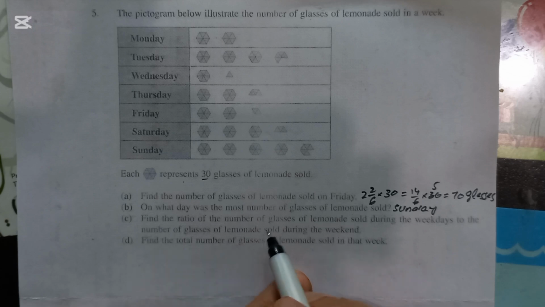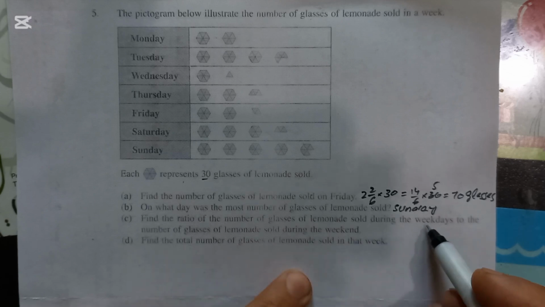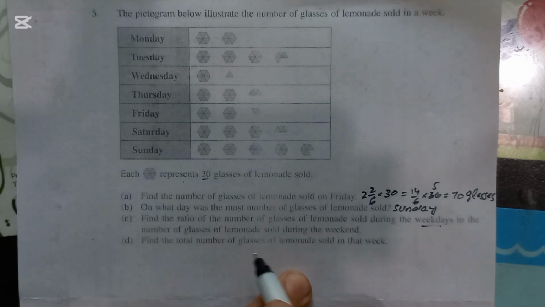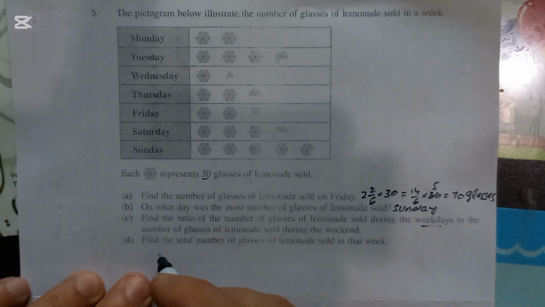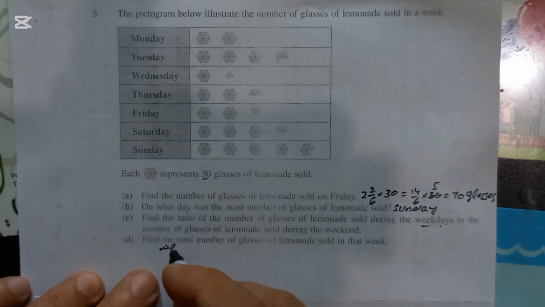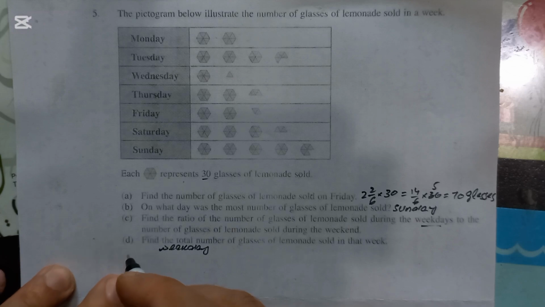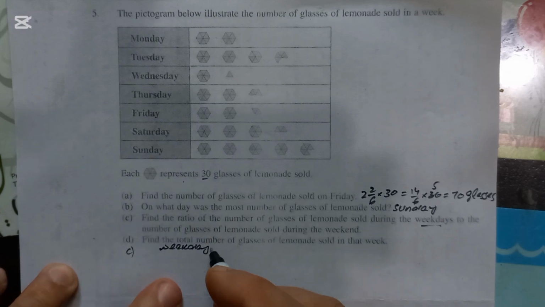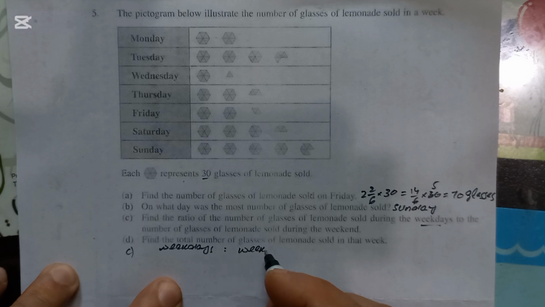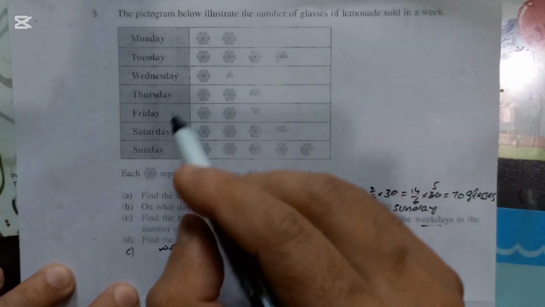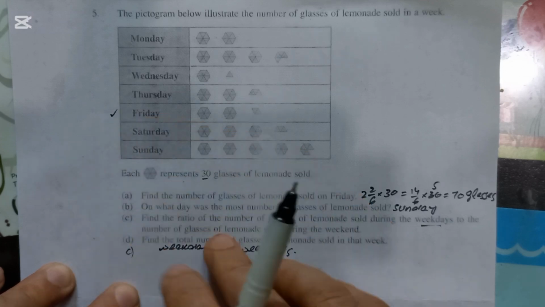The next part is: find the ratio of the number of glasses of lemonade sold during the weekdays to the number of glasses of lemonade sold during the weekends. This is part C actually. Weekdays to weekends. So on weekdays, up to here are weekdays.